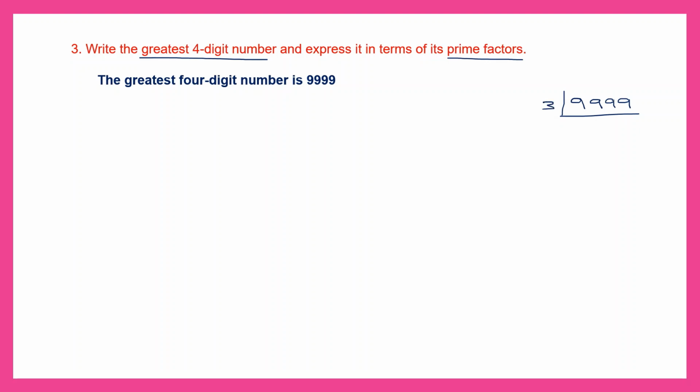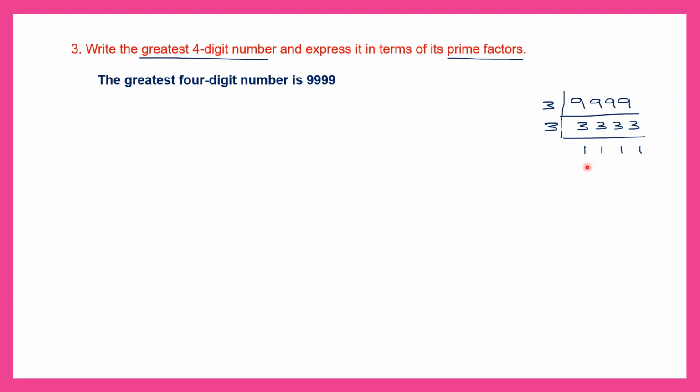So 3 threes are 9, 3 threes are 9, 3 threes are 9, 3 threes are 9. Now let's just divide this again by 3. 3 ones are 3, 3 ones are 3, 3 ones are 3 and 3 ones are 3. So now what do we have here? Here we have 1111 and we need to divide this using a prime number.